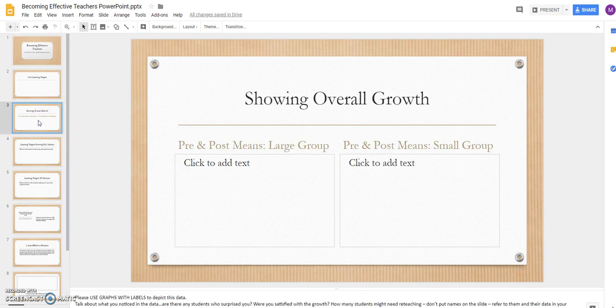On the next slide, you're going to talk about the overall growth of your students, which means looking at the mean score for your large group and your small group, both in the pre-assessment and in the post-assessment. So you're going to use the same spreadsheets to calculate means for your post-assessment that you did for your pre-assessment, and then you're going to look at those means side by side and talk about the change in performance for your large group and your small group.